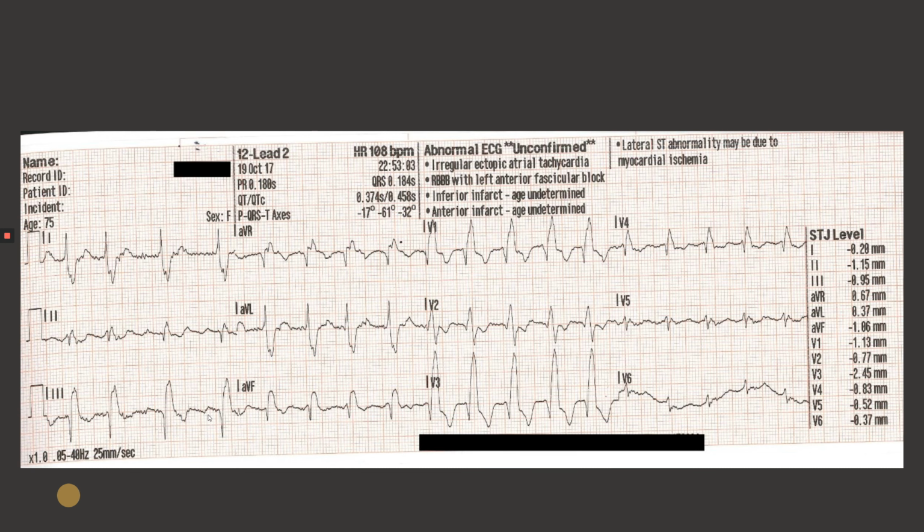And going back to those Q waves there, if you look, "inferior infarct, age undetermined." We're seeing this because of these Q waves. The computer's like, oh man, there are Q waves there, so maybe they had an infarct at some point in time. Ischemia, infarction. So, there you have it.